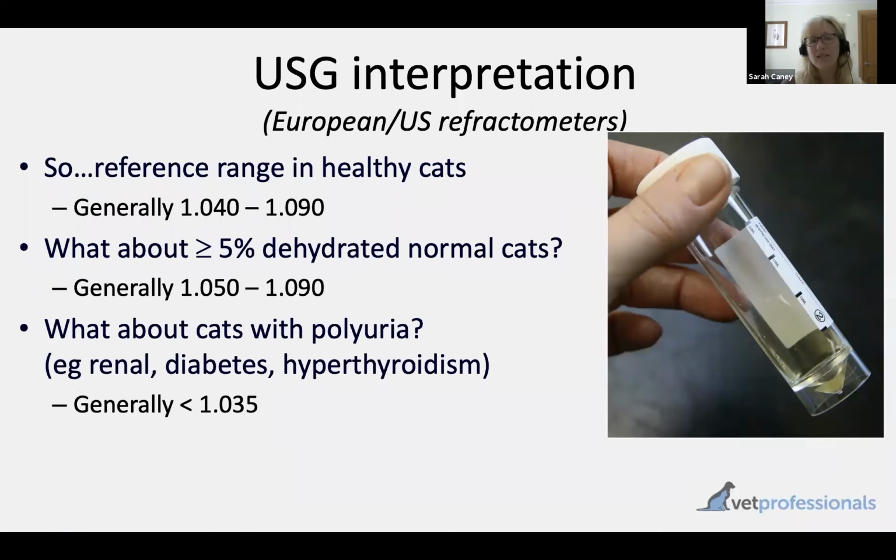So if the cat has a USG less than 1035, we need to consider perhaps benign reasons for that, such as the examples I just gave, the cat on a liquid diet, for example, or the cat on diuretics. But if those are not the case, then these are cats that typically we're worrying might have kidney disease, diabetes mellitus, or hyperthyroidism.